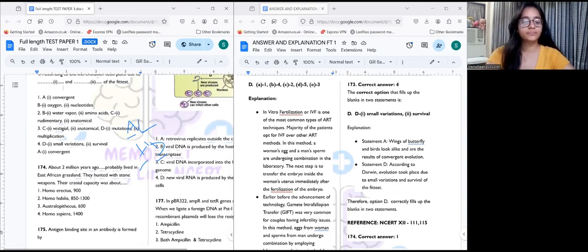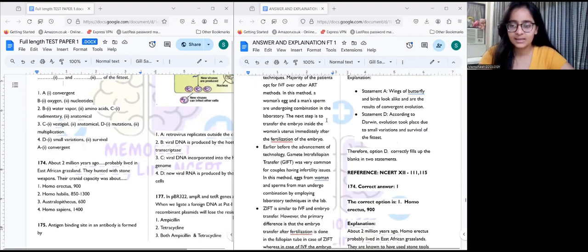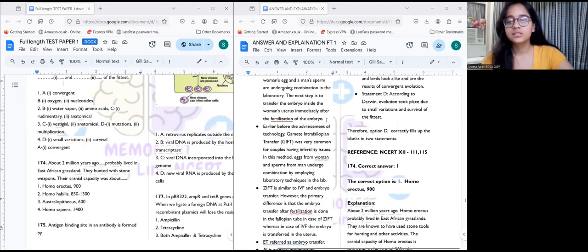Okay, 174. So in 174, what is stated? Let me just erase this out. So 174 states that about 2 million years ago, Dash probably lived in East African grasslands. They hunted with stone weapons. Their cranial capacity was about Dash. This is the direct NCERT line again. So you'll need to remember. The answer is option number 1.